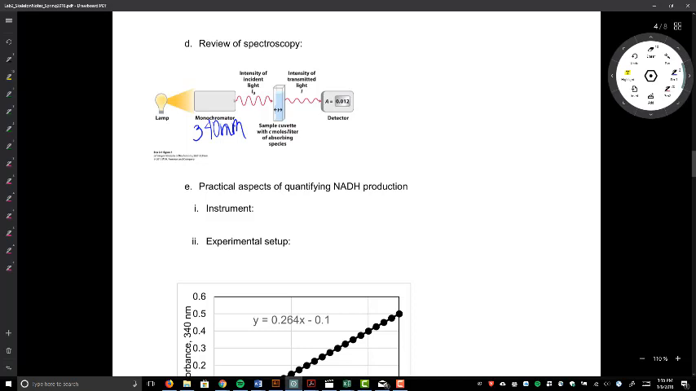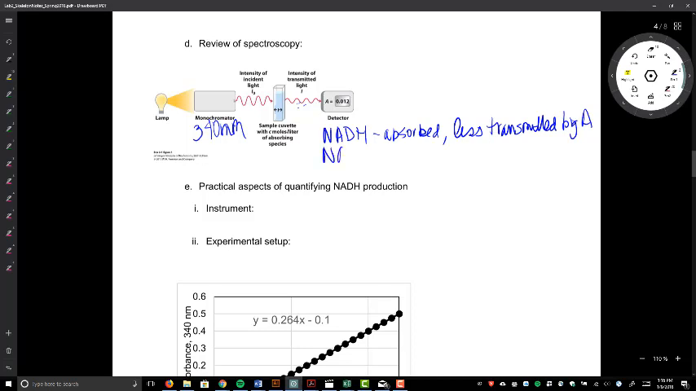And so what happens is if we have NADH in our cuvette, the light is going to be absorbed and less light is going to be transmitted to the detector. And as a result, we're going to see a big absorbance. So if less light is transmitted, that results in a bigger absorbance reading on the detector.